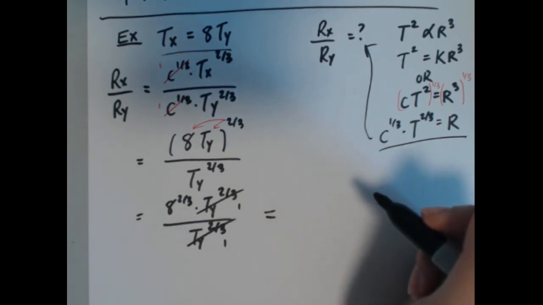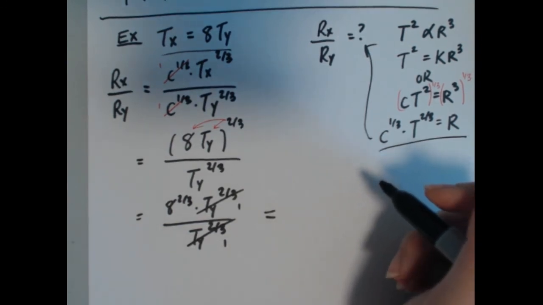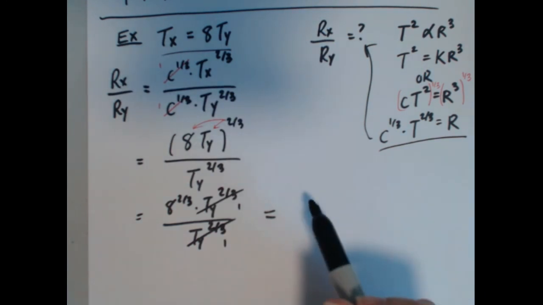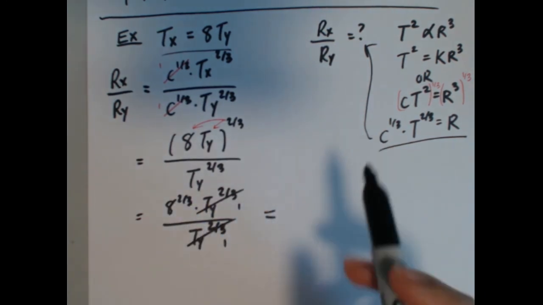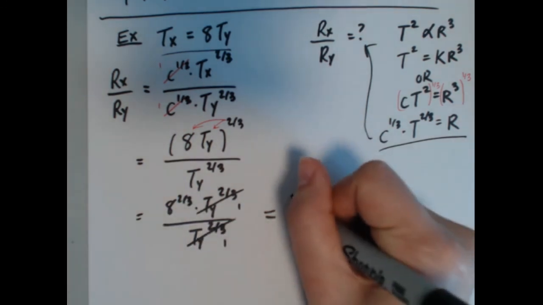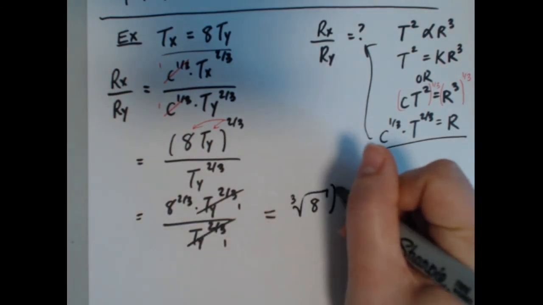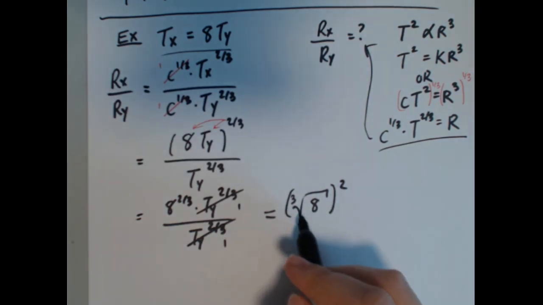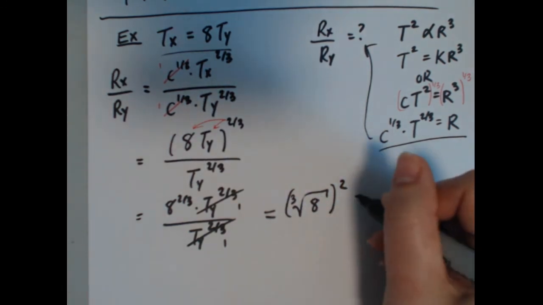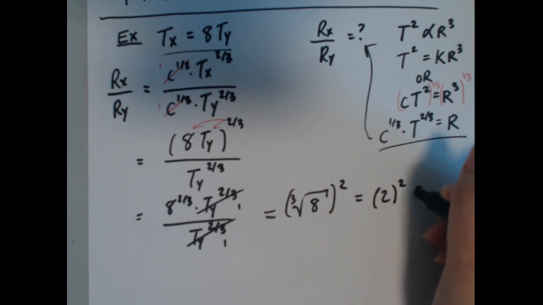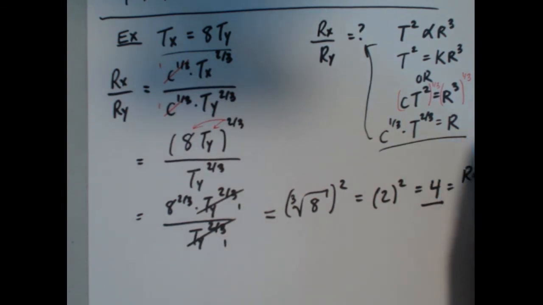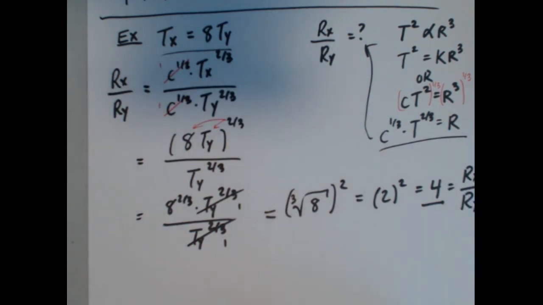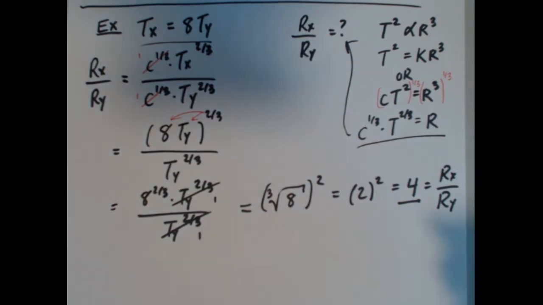Now, before you go and reach for your calculator, try to figure this out on your own, because you can do this. It shows that you actually understand how to rearrange this expression into a radical. So 8 to the 2/3 is the same thing as the cube root of 8 squared. So what number multiplied by itself 3 times gives you 8? That's 2. If you square 2, you get 4. So that tells me that the radius of x over the radius of y is equal to 4. So that's my final answer here.